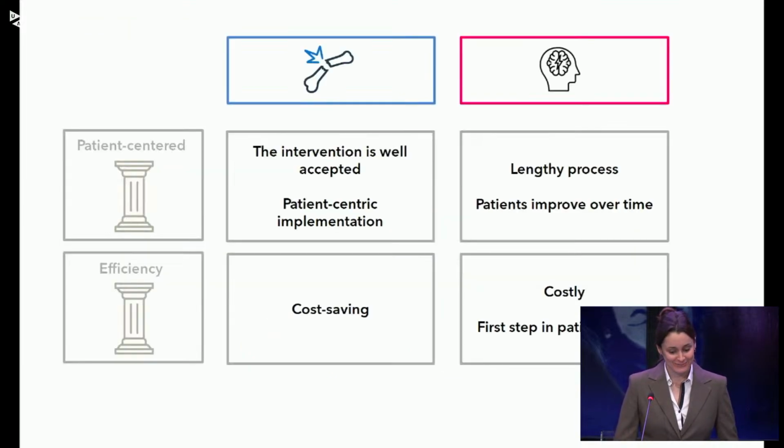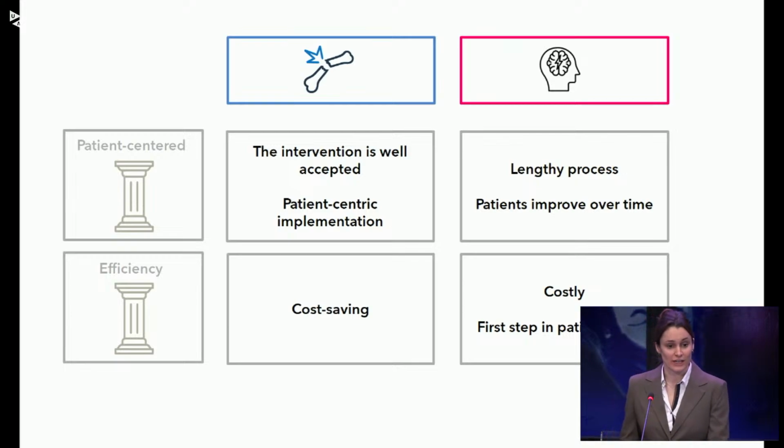Now the conclusions. I hope that I've now explained to you the importance of quality of care research in 2 different settings. In one setting, where we evaluated an intervention, we saw that it improved quality of life and quality of care. We saw that the intervention was well accepted, that the implementation should be patient-centric, hinting at the health literacy results that we saw, but it is also cost-saving.